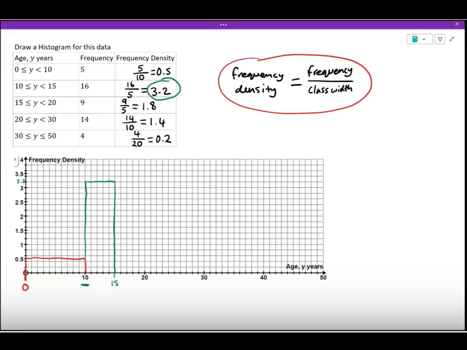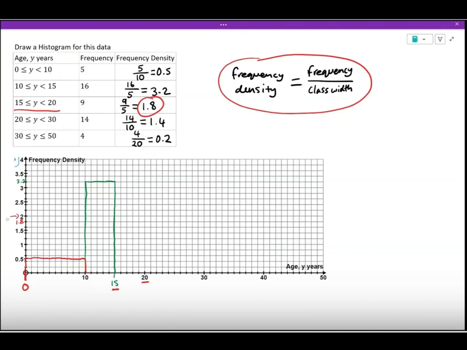Let's move on to 15 to 20, which is my next class. Let's identify 15, which is here, and then 20, which is there. The height of my bar is going to be 1.8. Let's figure out where 1.8 is. Well, 2 is here, so if we go down one square, 1.8 should be there, because each square is worth 0.2. That's going to be the height of my bar.